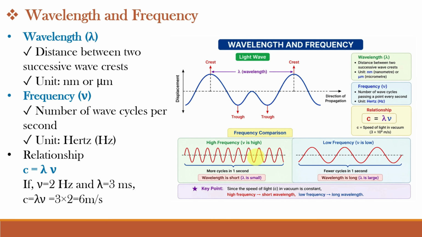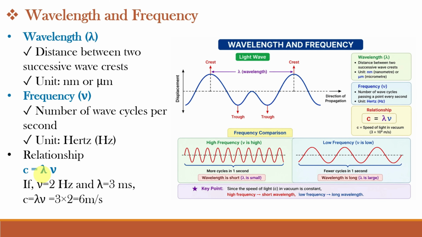Now see these two waves. This wave has many cycles in the same distance. This means it has a higher frequency f or nu. While this wave has fewer cycles in the same distance. This means it has a low frequency or low nu. So frequency tells us how many complete wave cycles pass a point every second, and it is measured in hertz.